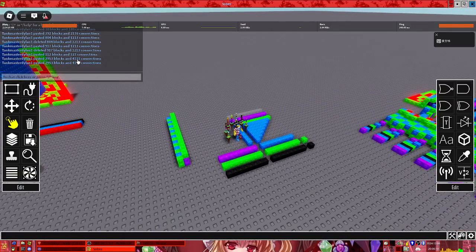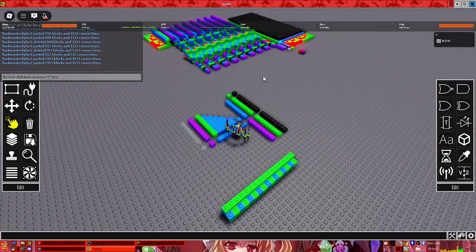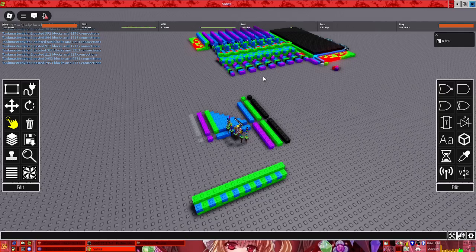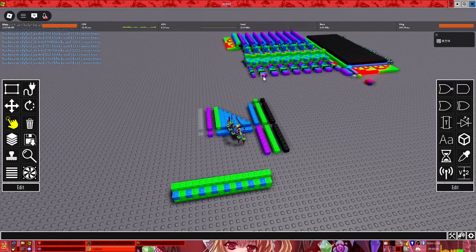What? How did I paste two? I thought I only pasted one. Anyways.